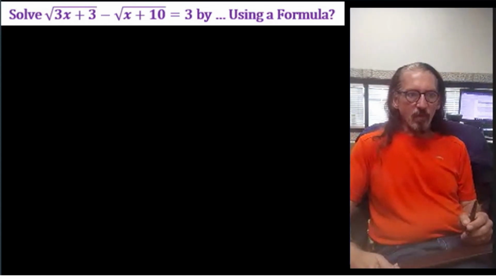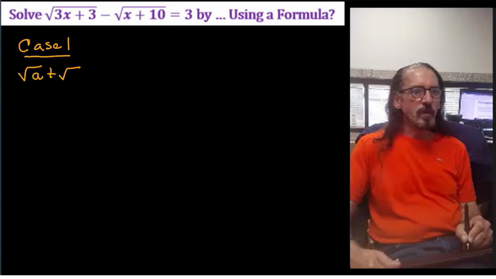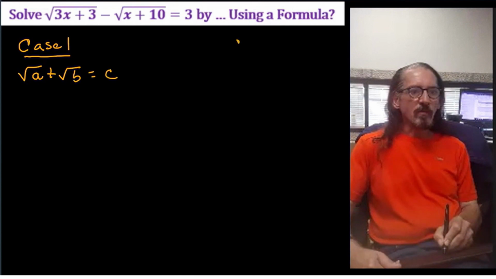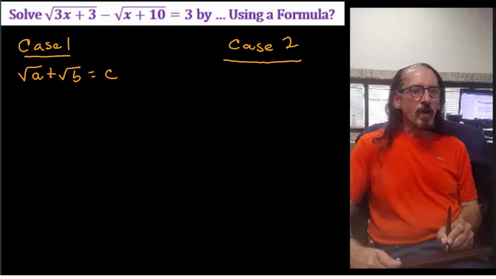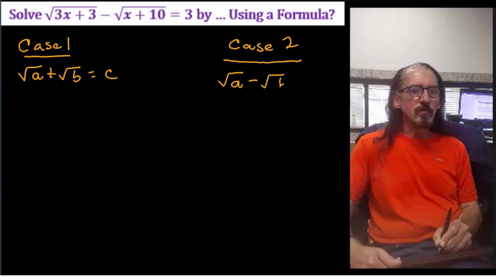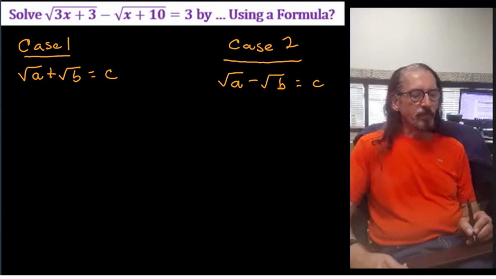Suppose you need to solve an equation with two square roots, either of the form square root of a plus square root of b equals c, or in case two, such as the one shown here, the square root of a minus the square root of b is equal to c. Let's take a look at case one first.